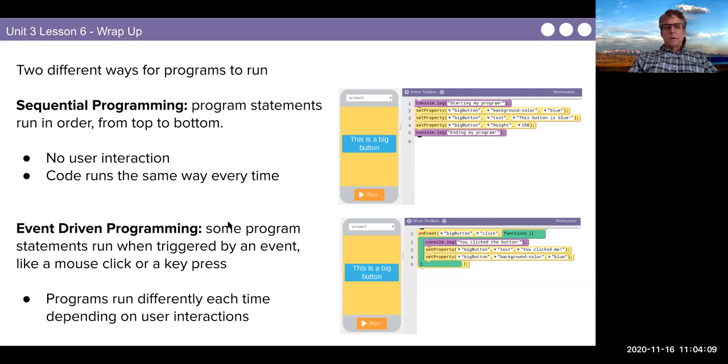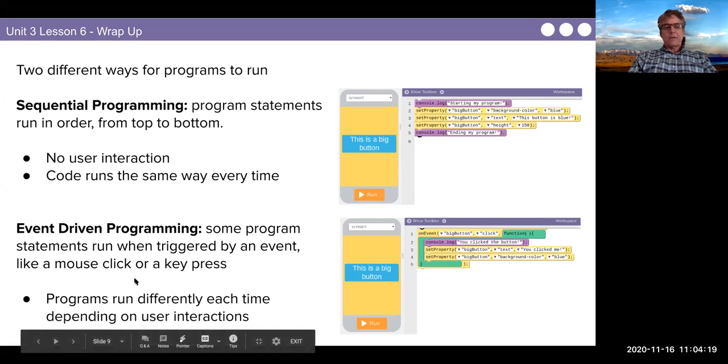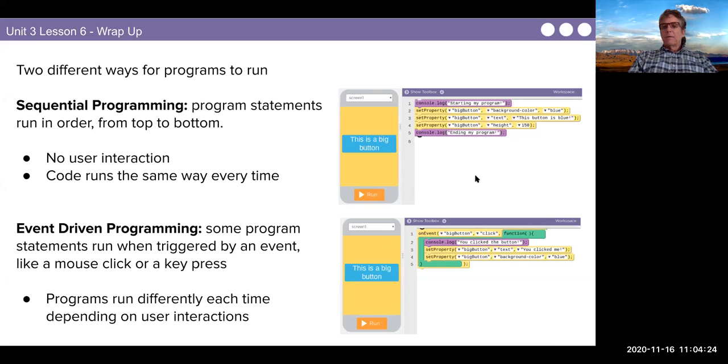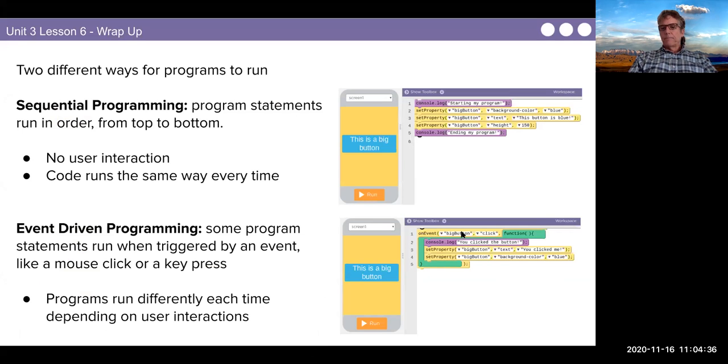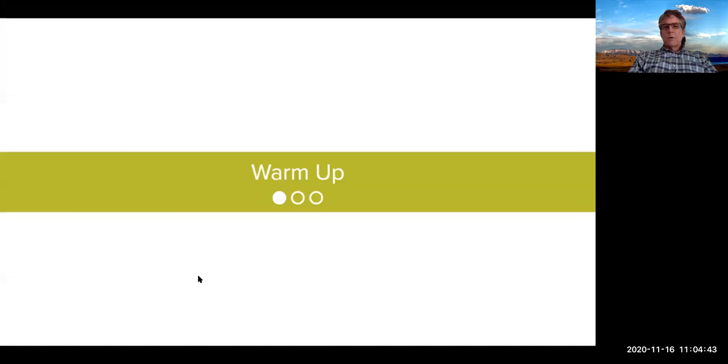Event-driven programming. Some program statements run when triggered by an event, like a mouse click or a key press. Programs run differently each time depending on their interactions. And that's what we have here. This is the same program. Well, it's not quite. But this is motivated by a mouse click. This program will not run unless there is a click, right? Because it's in an on event. Does that make sense to everyone? Okay.